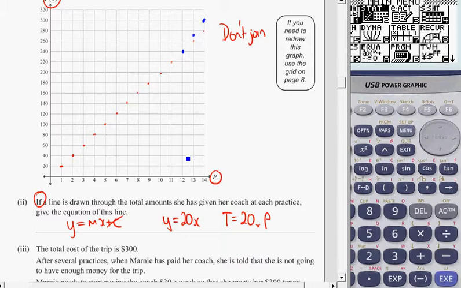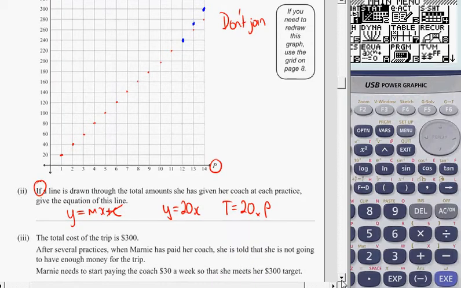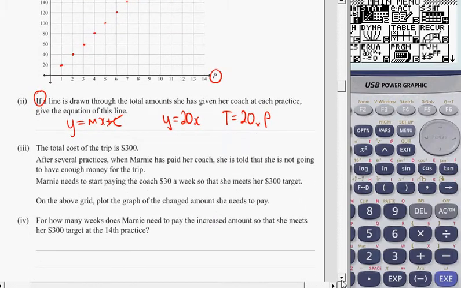Part 4 says for how many weeks does she need to pay the increased amount, and clearly you can see there are 2 weeks when she'll need to pay the extra amount. So back to the red pen, 2 weeks.